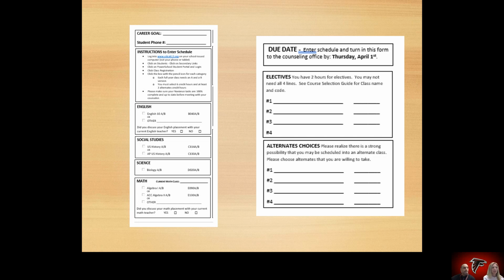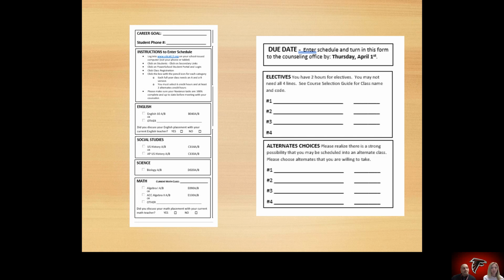The next section is electives and alternates. You have 2 hours of electives to choose from. There's 4 lines because it gives you room to put if it's a full year elective, meaning 1 credit, or if it's half year, that would be half of a credit, 0.5. So make sure that you write your electives down, make sure it equals 2 credits.